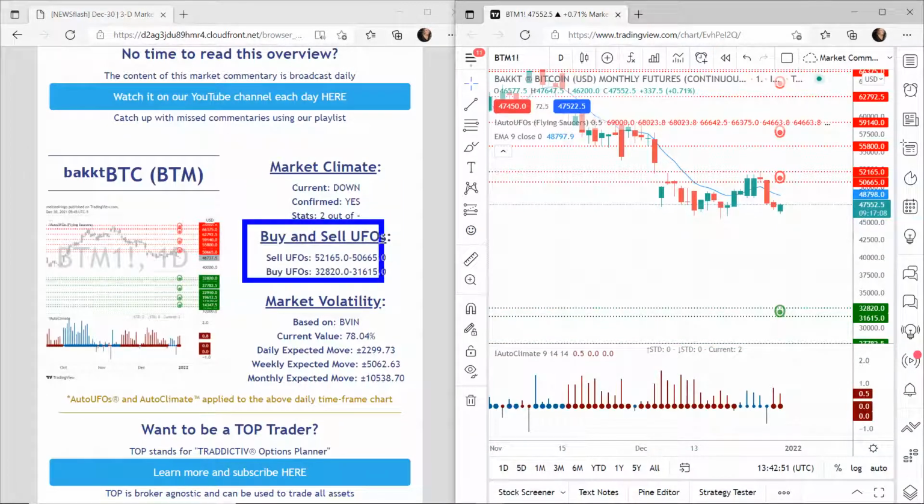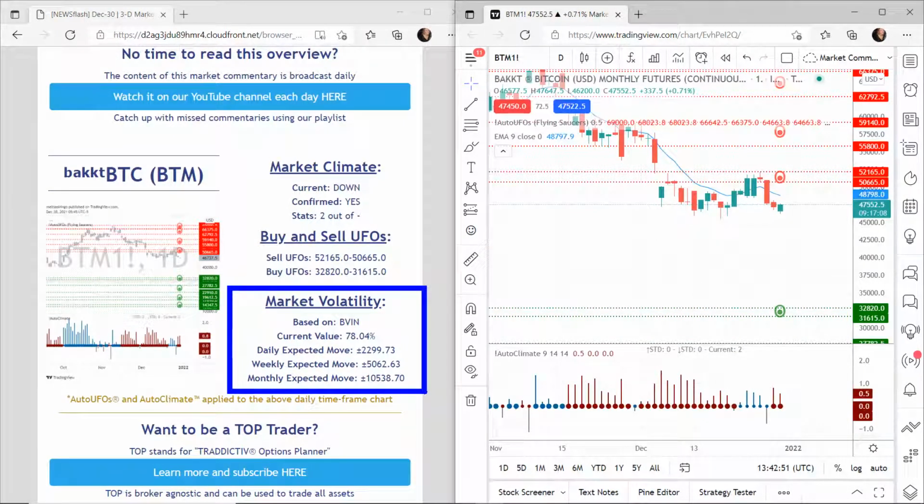We've then looked at buy and sell UFOs. Where do we have buyers and where do we have sellers that could push price up or down respectively? And then we've looked at volatility, how quickly we expect the markets to go up or down.